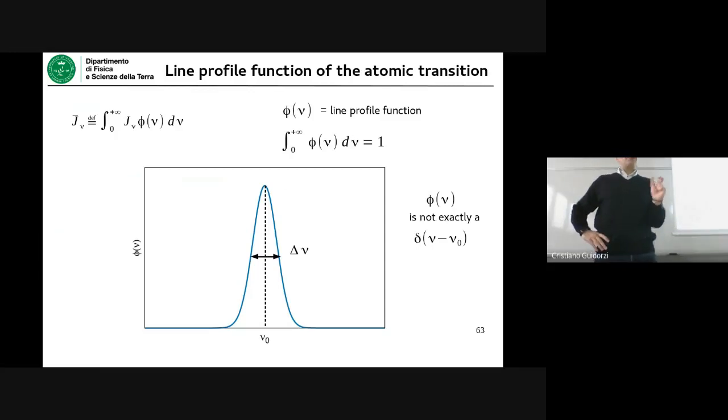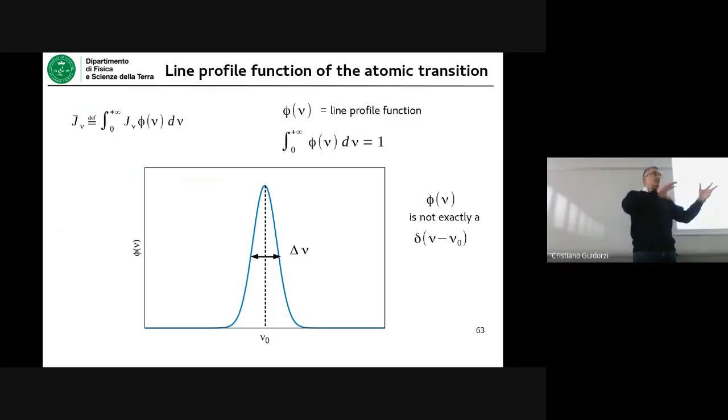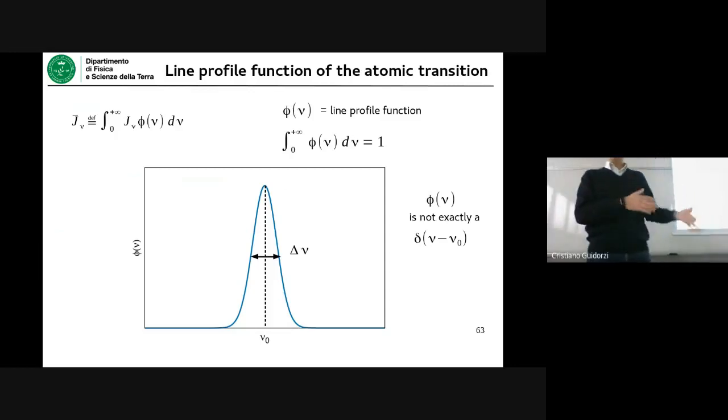affecting the width of this line is, for example, the Doppler effect. If you consider in a real situation all the molecules, all the atoms which are moving, of course, because of some temperature, then when you calculate the wavelength or the frequency of the photon in the co-moving frame of the single individual atom, the frequency is slightly different. That's why overall photons in the fixed lab frame can be absorbed with a frequency which is slightly different from nu zero.